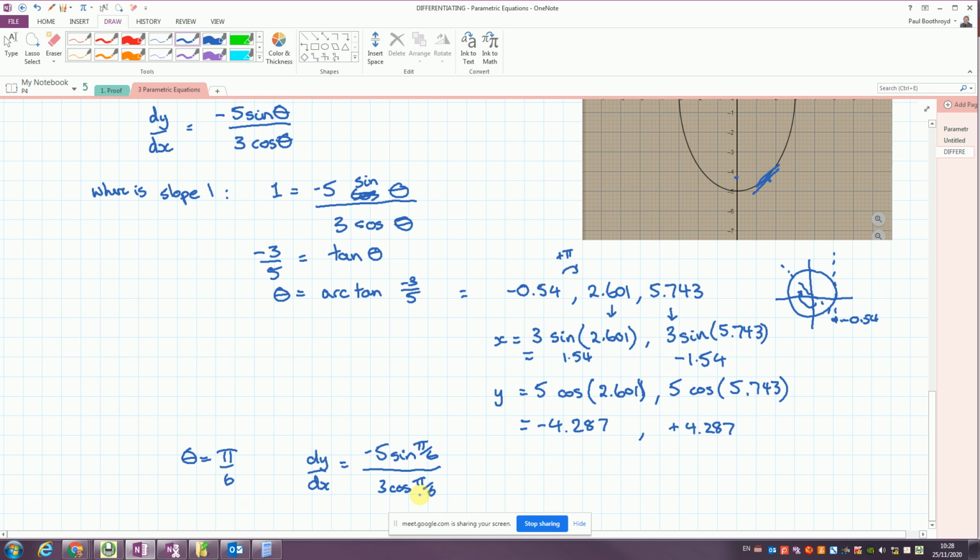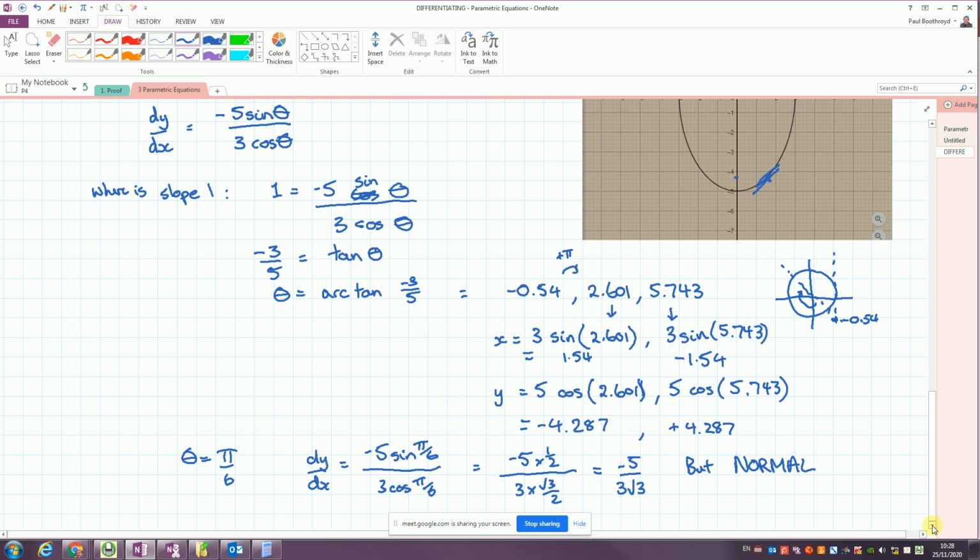They do the numbers for us, so it's minus 5 over 2, minus 5 times a half. Notice the times should be in there because otherwise it gets misread. And 3 times the square root of 3 over 2, which is minus 5, 3 over root 3. But they wanted the normal.